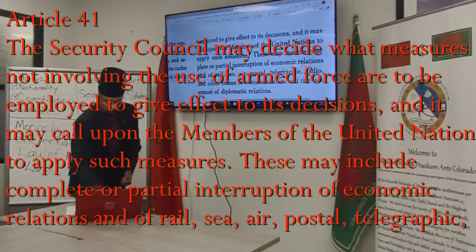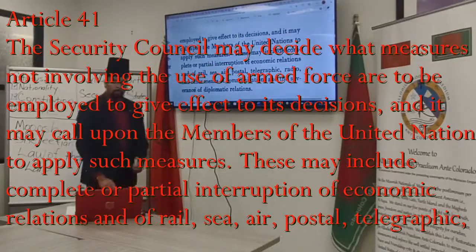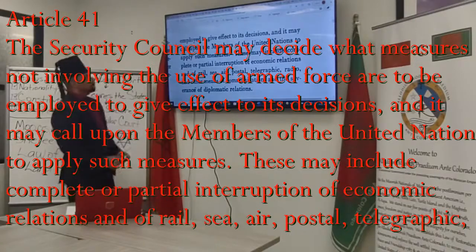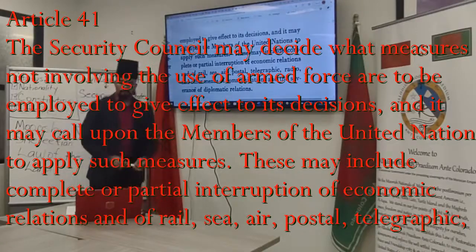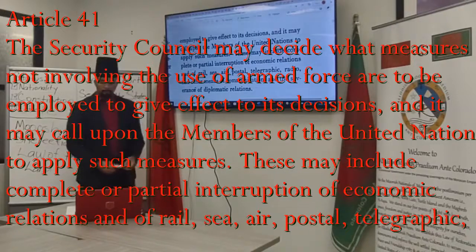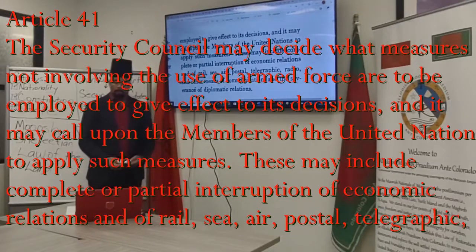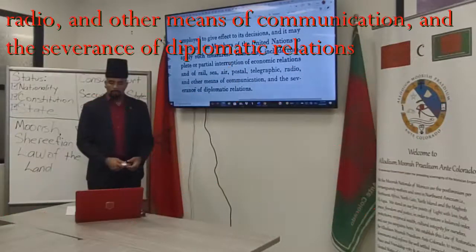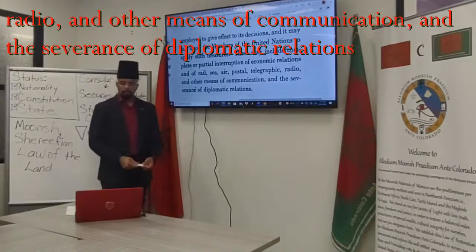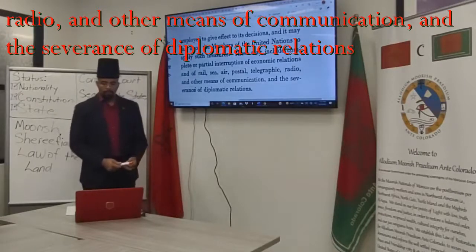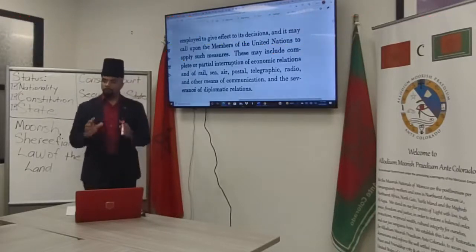employed to give effect to its decisions, and it may call upon the members of the United Nations to apply such measures. These may include complete or partial interruption of economic relations and of rail, sea, air, postal, telegraphic, radio, and other means of communication, and the severance of diplomatic relations. All right, let's read that again.